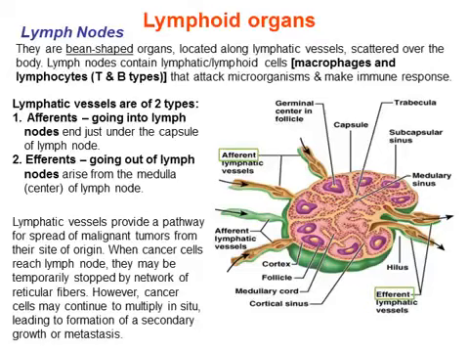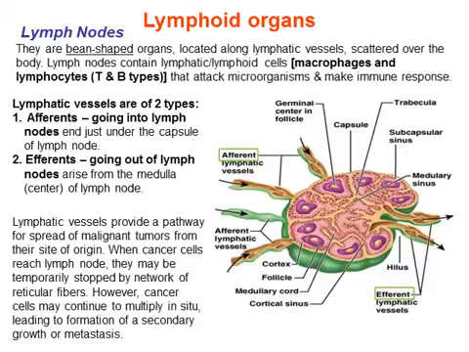The lymph nodes have lymphatic vessels of two types: afferents, which are going into the lymph nodes and end just under the capsule of the lymph node. Efferents, they are going out of the lymph node and they arise from the medulla, which is at the center of the lymph node. So we have two types of vessels: afferents going inside, efferents going out of the lymph node.